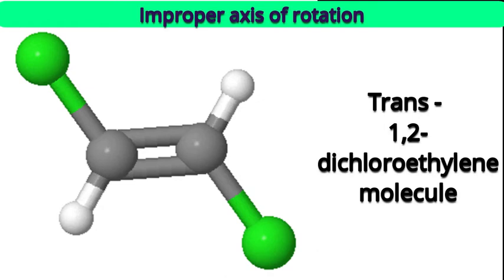So a higher order improper axis of rotation is our point of interest. So in this molecule, there is no improper axis of rotation which can give a unique operation which we have not considered till now. Okay, so let us see the next molecule.